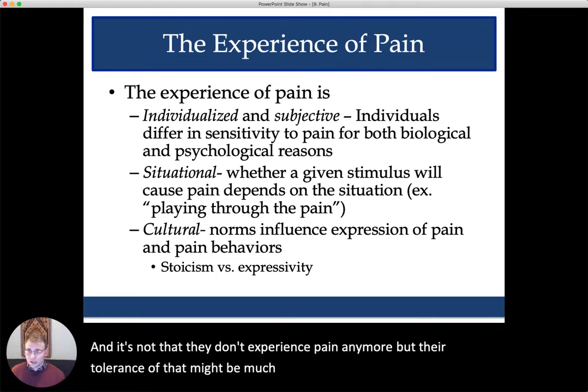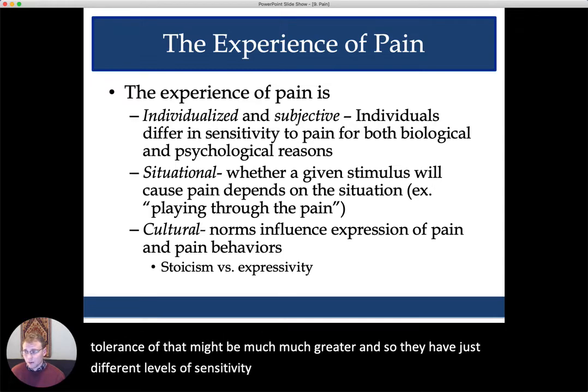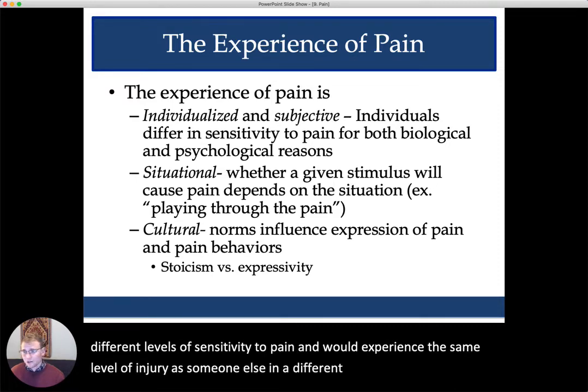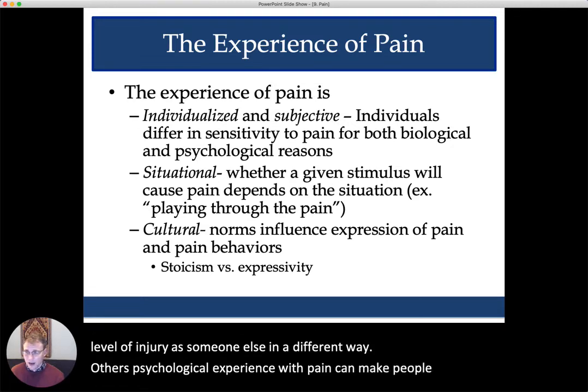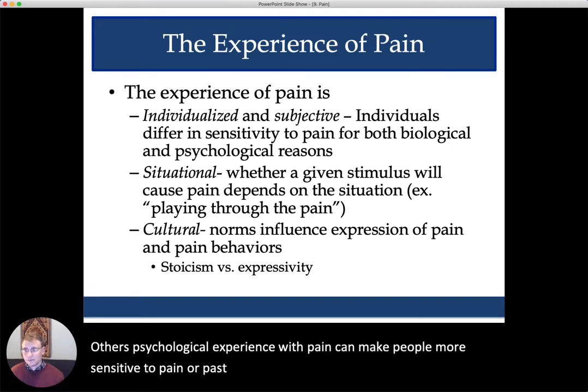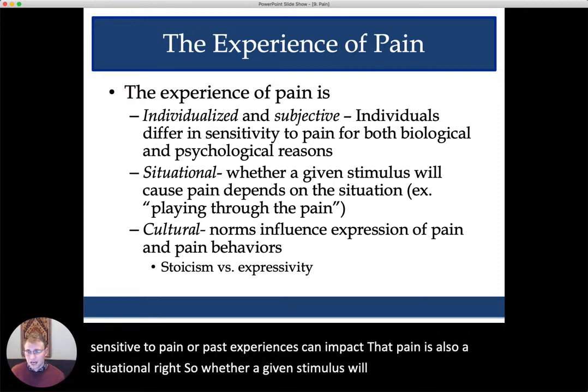And so they have just different levels of sensitivity to pain and would experience the same level of injury as someone else in a different way. Other psychological experience with pain can make people more sensitive to pain, or past experiences can impact that. Pain is also situational, right? So whether a given stimulus will cause pain can depend a lot on the situation, right?